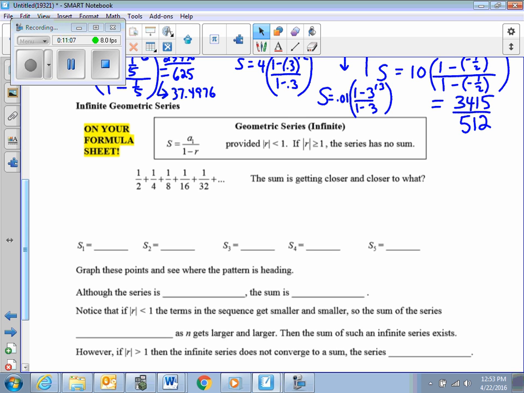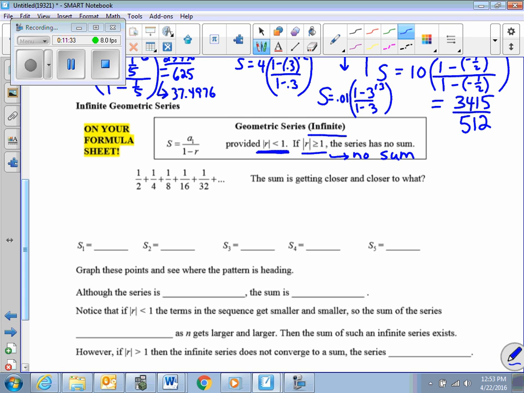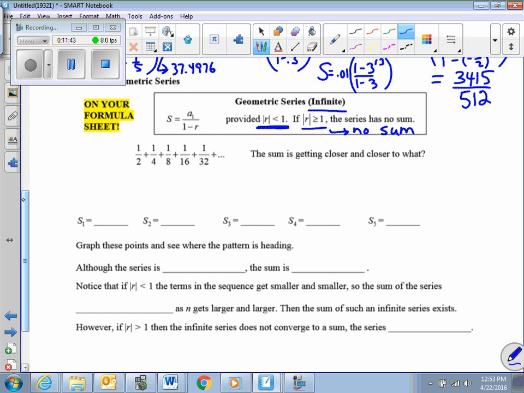If there is no last term, we can still find the sum, because what's really happening is that the sum is just getting closer and closer and closer to a number. The only time we can find the sum of an infinite series, though, is if our ratio is less than 1. If the ratio is greater than or equal to 1, then there is no sum. So before you haul off and start trying to find the sum of an infinite series, first make sure that your ratio is less than 1, because if it isn't, you don't have to trouble yourself.